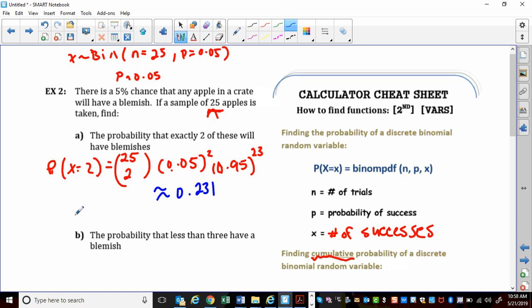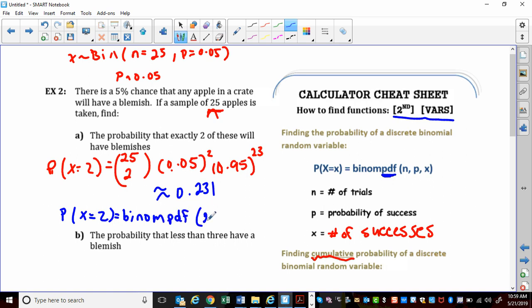Now, in order to use a calculator, this is what we're going to do. You're going to go to second vars, and we're going to go to the one that says binomial PDF, the one that says PDF, not CDF. And you're just going to click on it. It asks you each one. So I'm going to just write it down so you have it. X equals 2, the binomial PDF.